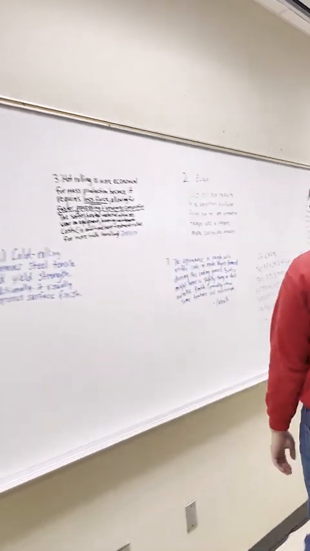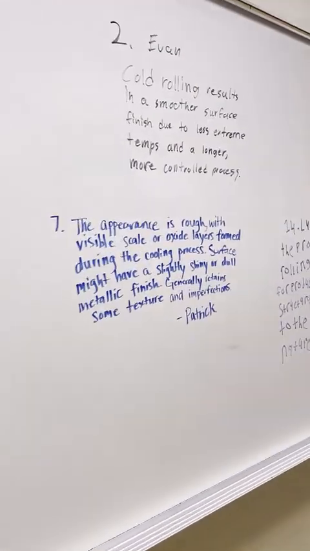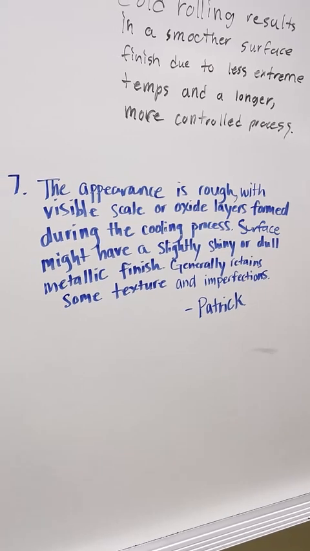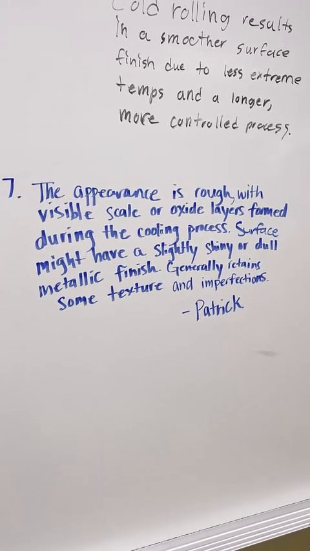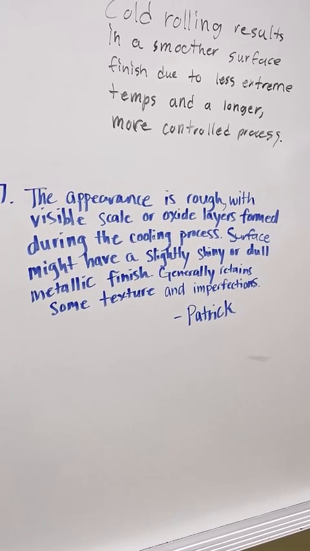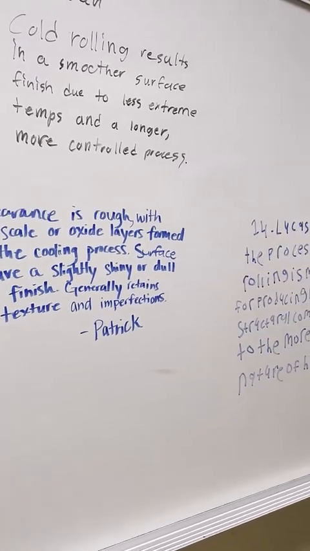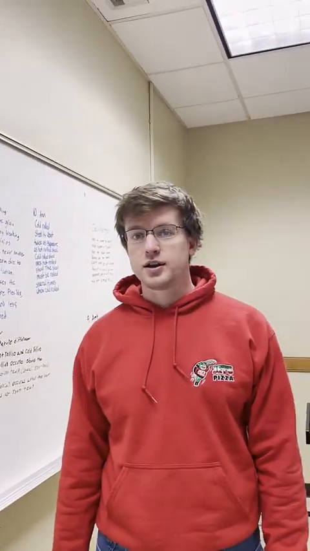The appearance is rough with visible scale or oxide layers formed during the cooling process. The surface might have a slightly shiny or dull metallic finish, and it generally retains some texture and imperfections.